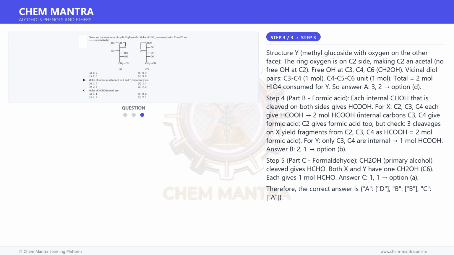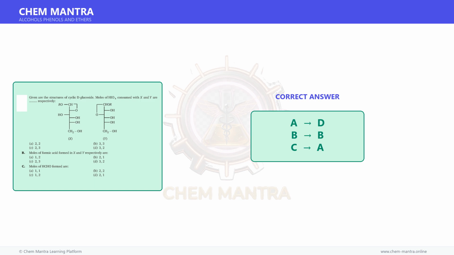Therefore, the correct answer is A, D, B, B, C, A. Therefore, the correct matching is A matches D, B matches B, C matches A.